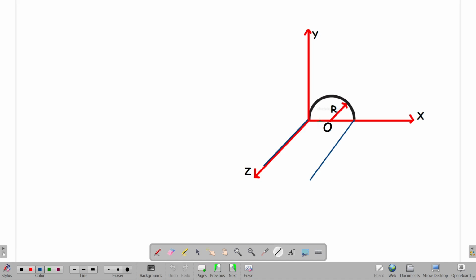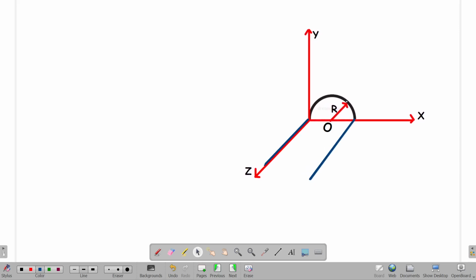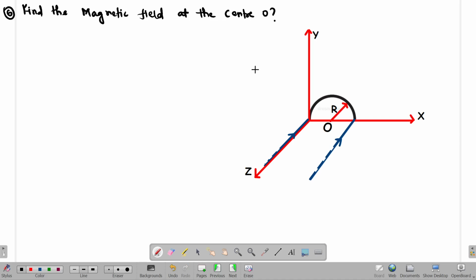Okay. Now, the last part. Let's suppose I have two infinite wires joined by a semicircular wire. And the current is moving this way. But this time, earlier it was the same thing. Sixth question. Once again, find the magnetic field at the center. Got it or not?